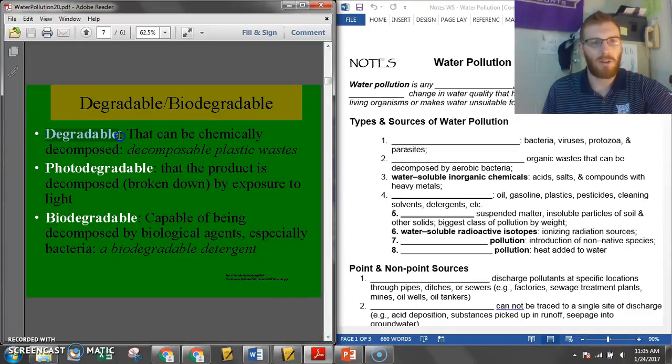Let's go over a couple terms here. We have degradable. That means that it can be chemically decomposed. Okay, we have photodegradable, which puts the prefix photo in front of degradable. So we already know that degradable means to be able to break down chemically. Photo means light, so this means that it can be broken down by light. And then bio, you should all know, means life, and so it means living organisms are capable of decomposing or breaking down this substance.